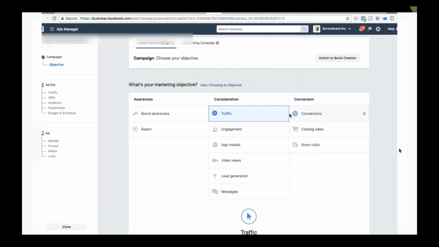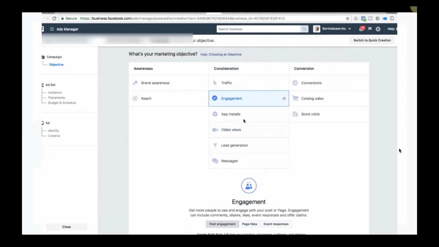Now let's look at all these choices we have. We have brand awareness, we have reach. I never use either one of these. I never ever use either one of these. So that's certainly up to you. If you'd like to try them, go ahead, but I don't use them. I don't know of most people who are making millions a year who use these things. Over here in consideration, we use traffic, we use engagement. If you have app installs, you would do that. I don't use any of these things down here, none.